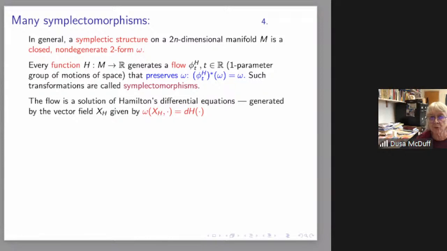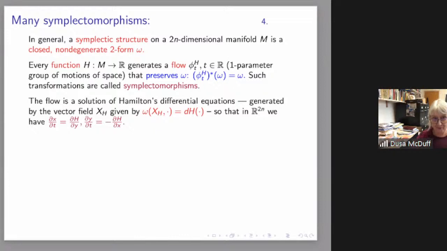Anyway, you get a one-form dH, and then you use the symplectic form omega to get a pairing with a vector field. So you use the symplectic form instead of the Euclidean inner product to get a vector field X_H. And then the claim is that if you flow along that direction, that X_H gives you a flow, and the equations you get are what are called Hamilton's equations.